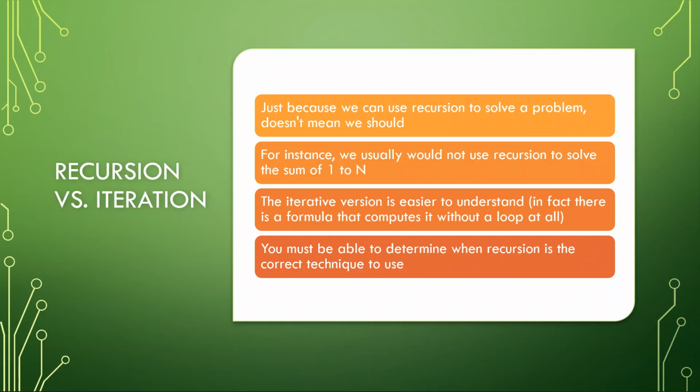In fact, there is a formula that computes it without a loop at all, and you must be able to determine when recursion is the correct case to use. In that case, I used it because you could understand how to do it in a loop, and so it was easier to know with one recursive call what the next step was, whereas you saw with Fibonacci, to trace that, it's a little bit more complex with multiple calls and what to do and how to design them.